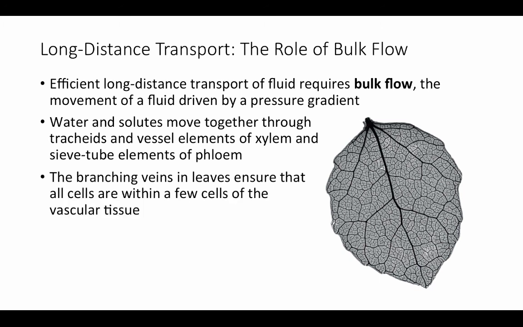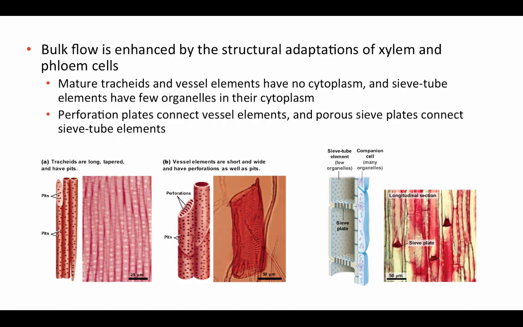And these branching patterns in the leaves, so all of these little veins you see, all of these little lines, are going to ensure that all cells are within a few cells of the vascular tissue, a distance that can easily be traversed by simple diffusion alone. So bulk flow is enhanced by the structural adaptations of xylem and phloem cells, all of these features we talked about when we were looking at the organization of plant tissues. We thought about these structure-function relationships.